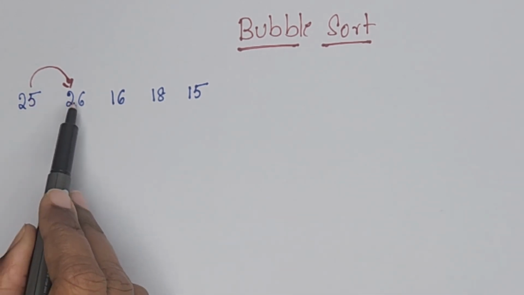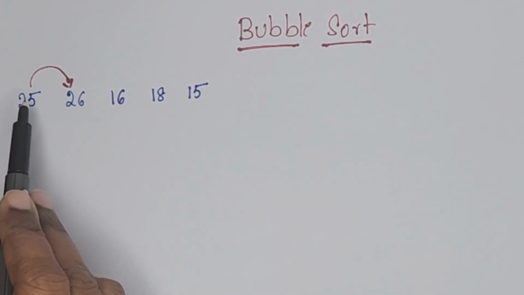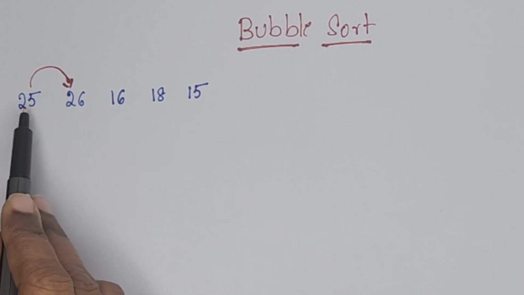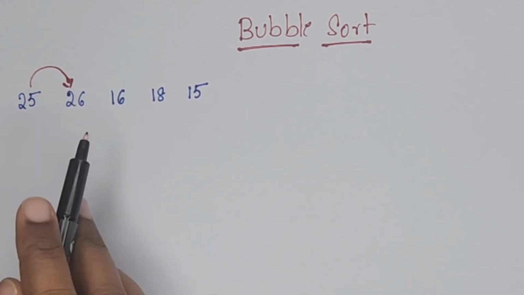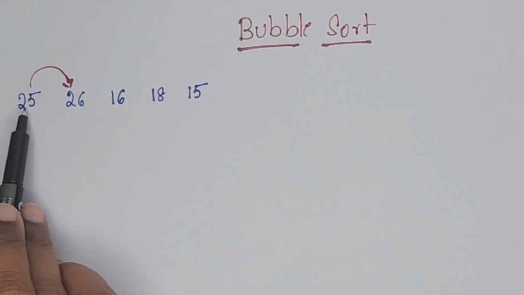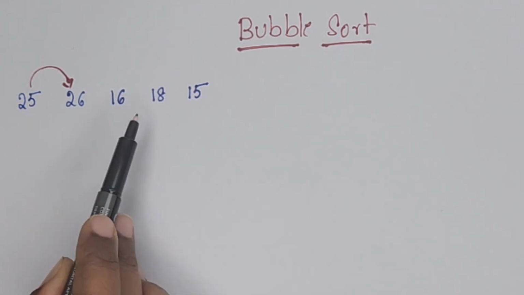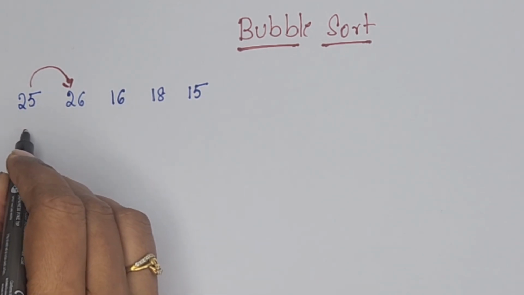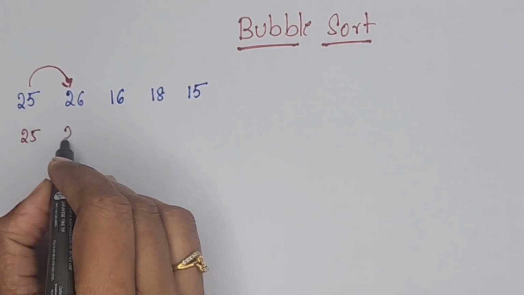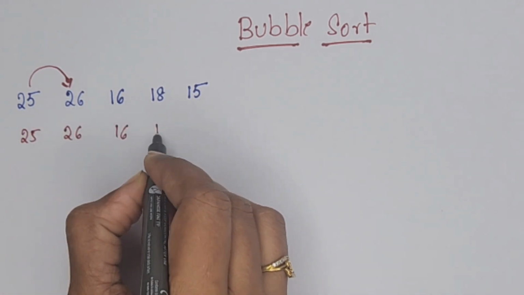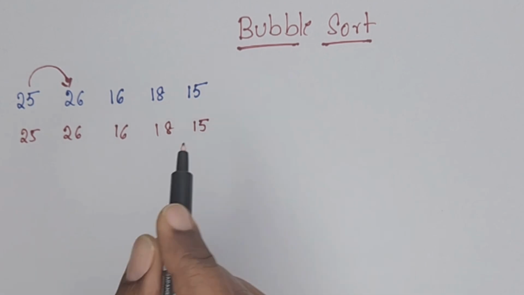See, first we have to compare these two elements, 25 and 26. If the first element is greater than the second element, then only we have to swap. Otherwise no need to swap. See, is 25 greater than 26? No. So no need to swap. Again I am writing the same elements: 25, 26, 16, 18 and 15.